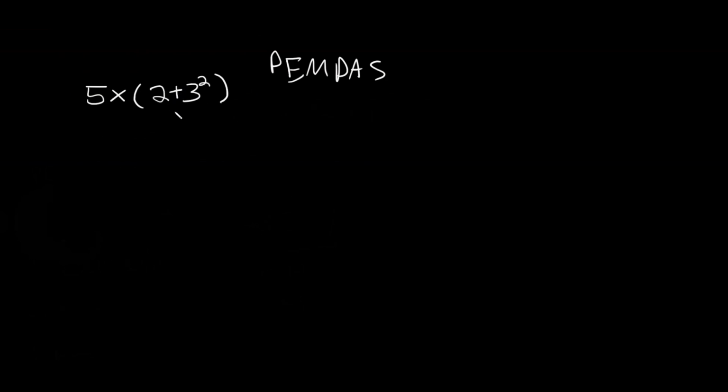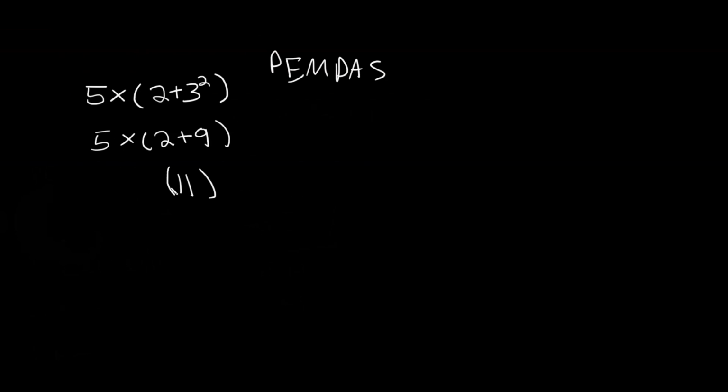So we can change this expression to 2 plus, and then let's evaluate this exponent. 3 to the second power, or 3 squared, is the same thing as 3 times 3. And we know 3 times 3 is 9. So we're still adding, but now 3 squared is equivalent to 9. And we're still multiplying this by 5. Now we're looking for multiplication or division within the parentheses, and there's none, but there is addition. So 2 plus 9 is the same thing as 11.